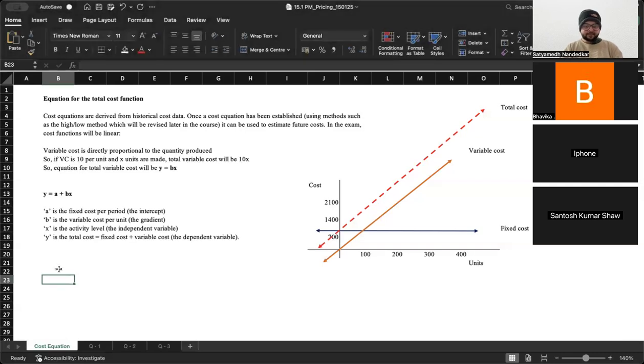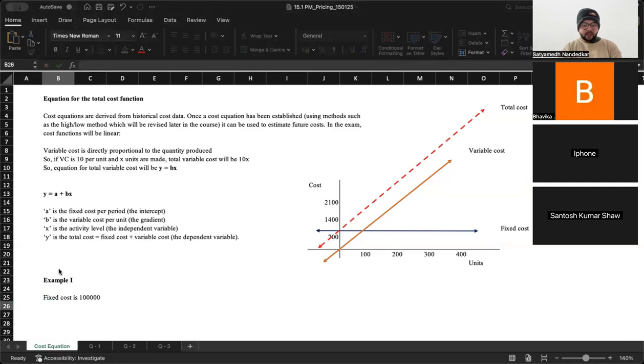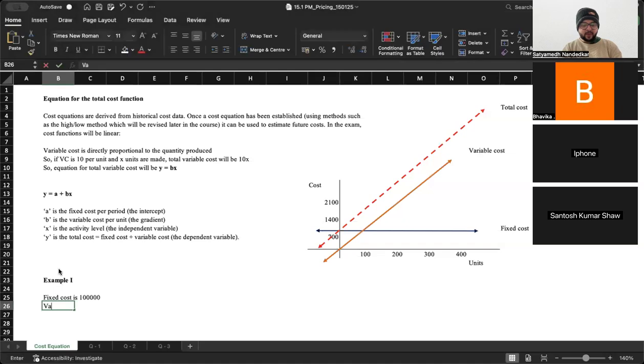Now let's start with a simple example. Let's say example 1, fixed cost is 1 lakh. Variable cost per unit is 5 per unit.